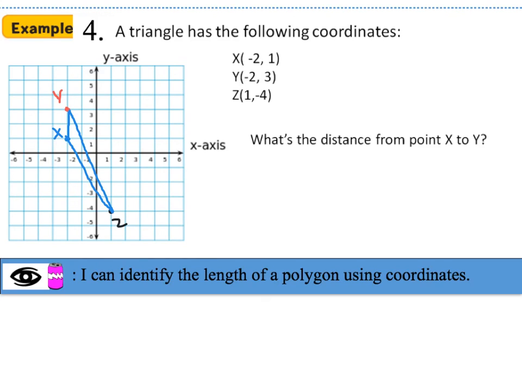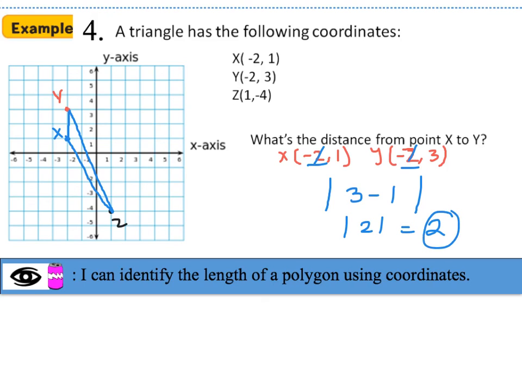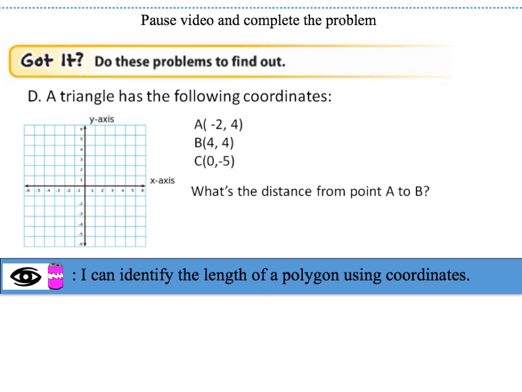So now let's go ahead and answer the question. What's the distance from point x to point y? So what we can do is we can take a look at the two coordinates. They both have the same x coordinates, so I'm going to ignore that. And I'm going to take the absolute value and find the difference of the y coordinates. So I'm going to take 3 minus 1. And when we do 3 minus 1, we get 2, so the absolute value of 2 is just 2. So the distance from point x to y is 2. Notice there are 2 boxes from the vertices of x and y. So pause the video and complete this guided problem, and we'll discuss the answers in class tomorrow.